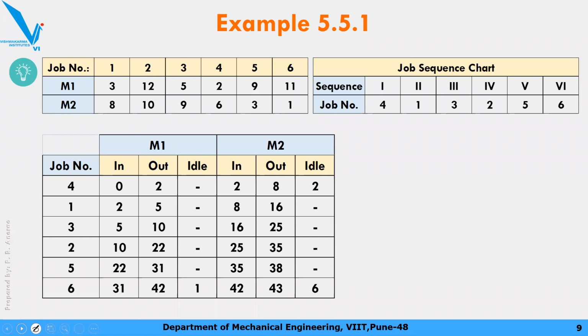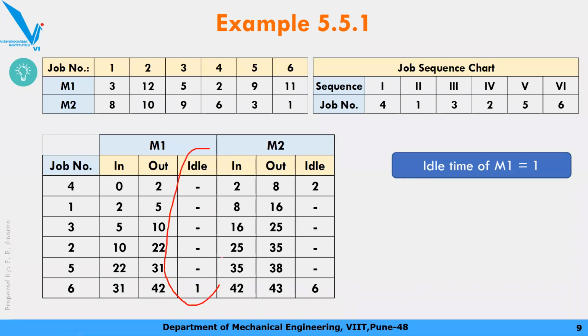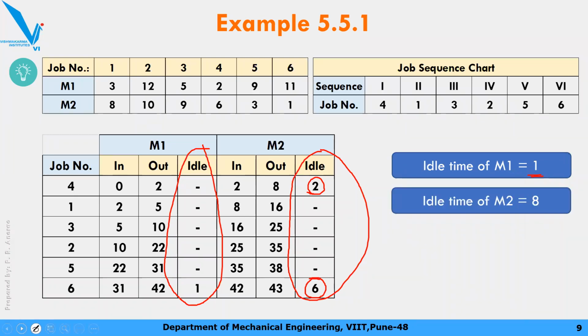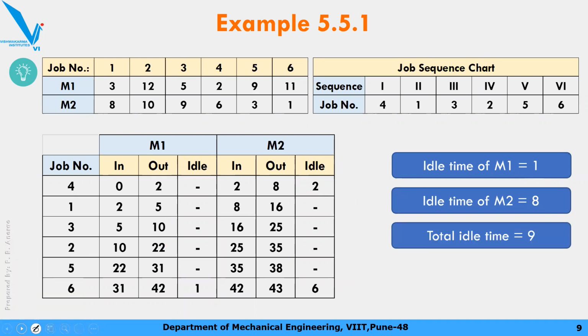So this way you complete this chart. So from this chart, if the question is how much is the idle time for machine 1, look at this chart. Only 1 hour machine 1 is idle. Machine 2, if you look, is idle first for 2 hours, and after that 6 hours. So 2 plus 6, 8. So machine 2 is idle for 8, or total idle time you can say 8 plus 1, machine 1 plus machine 2, the idle time is 9 hours.